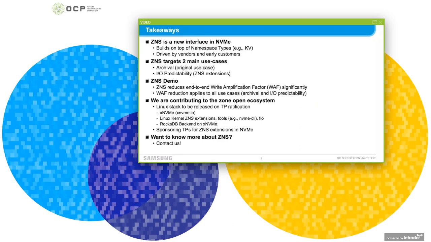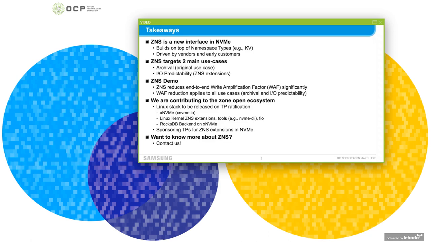A couple of takeaways. CNS's new interface is being standardized in NVMe. It builds on top of the namespace types. The only one that is now out there is key value. Other things might come in the future, probably related to computation. It's driven by a number of vendors and early customers, which is a good mixture, and we're happy to get customers looking into it and giving us early feedback. That is helping both the interface and the product.